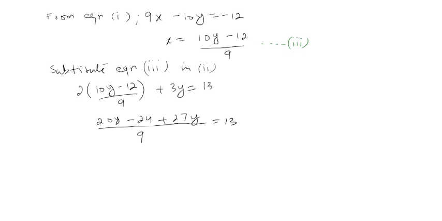So 20y and 27y are like terms, so that I can add and get 47y minus 24, 13 into 9. 9 can be transferred this side, and how much are 13 nines? Anybody have some idea? 13 nines are 117. Okay, 117. Plus 24, 24 comes here. So how much will 117 plus 24 give you?